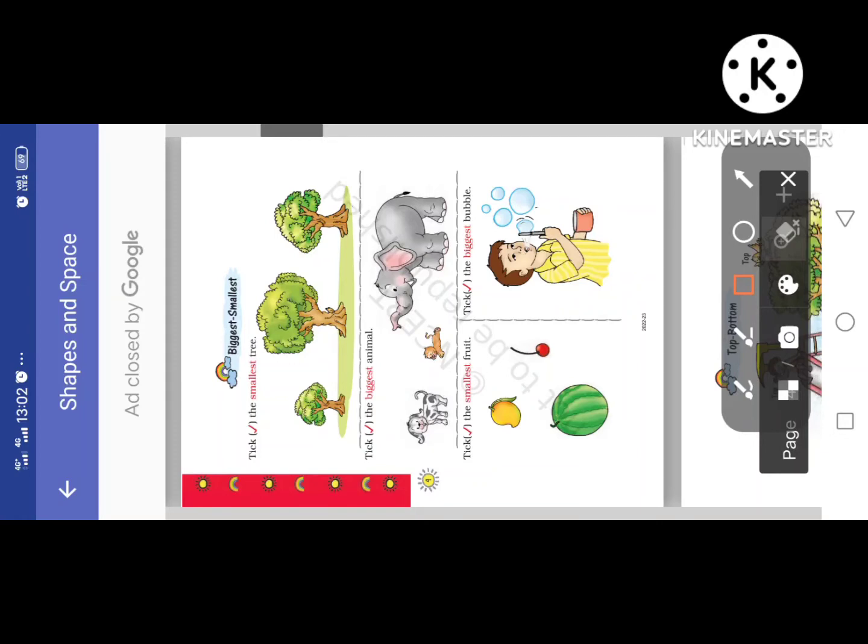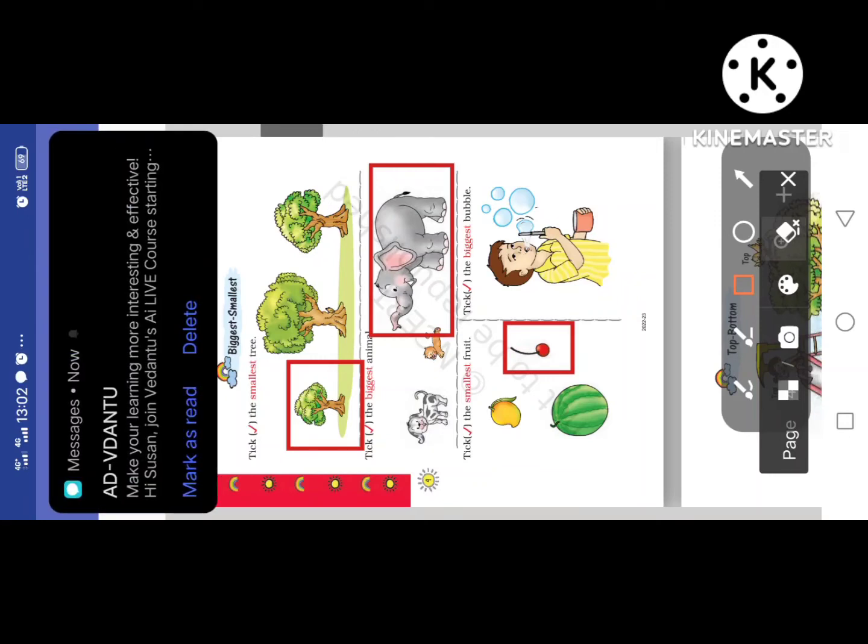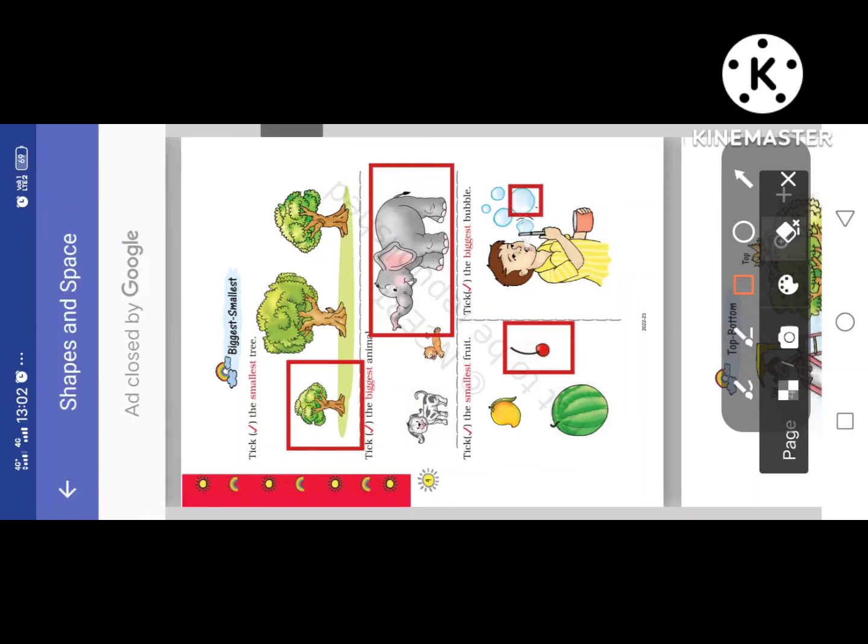So which one is the smallest of all the three trees? This one. Which is the biggest animal out of all the three animals? This one. Take the smallest fruit out of all the three fruits: the cherry. Take the biggest bubble. This one is the biggest bubble.